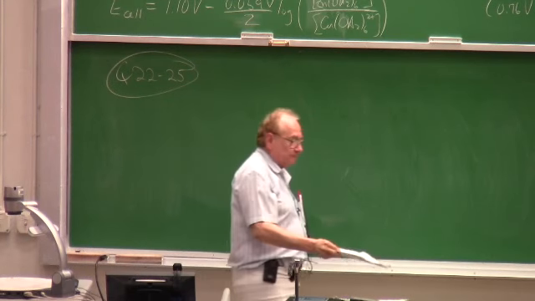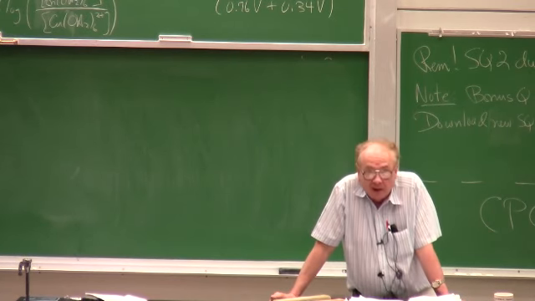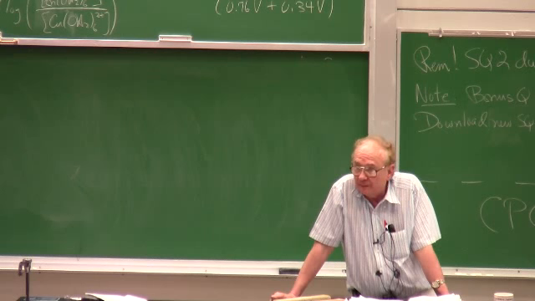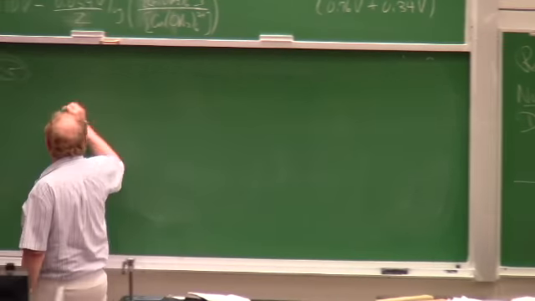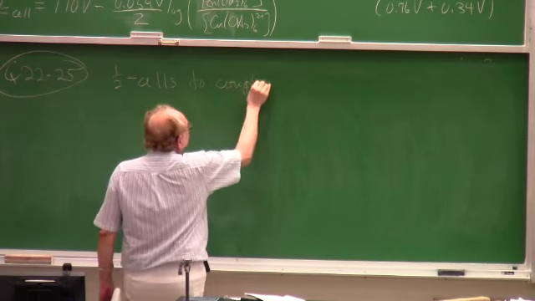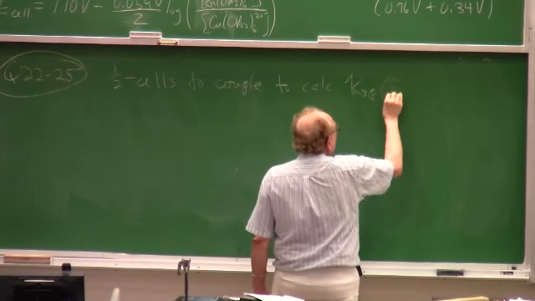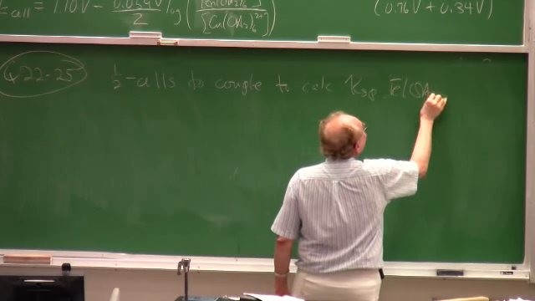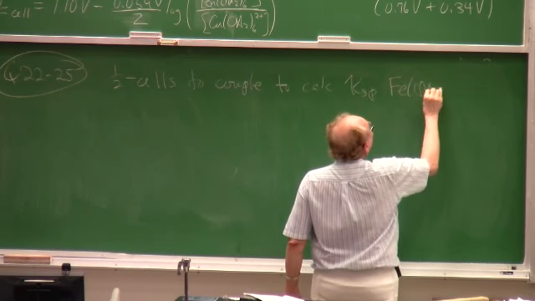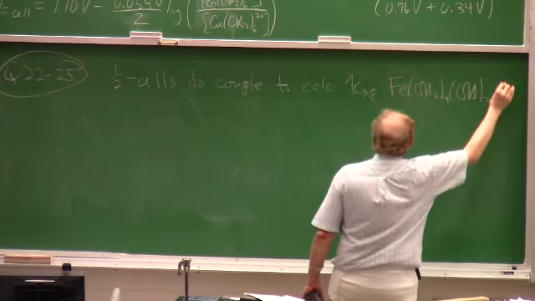We have reminded ourselves, when we first started to talk about the Nernst equation, that one of its principal uses is to determine K values, equilibrium constants. Half cells to couple to calculate this.